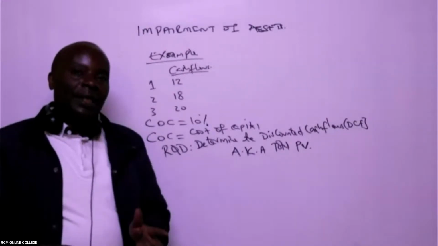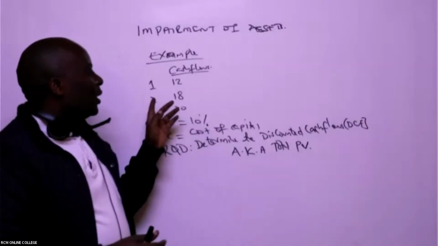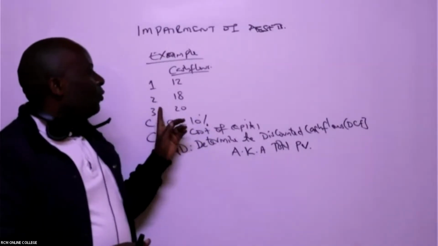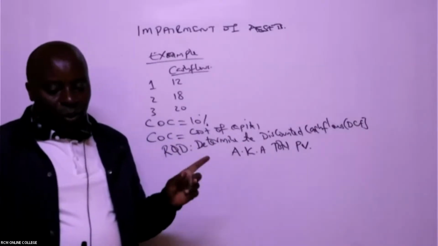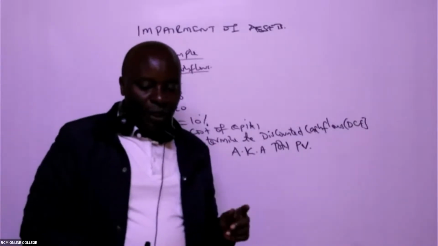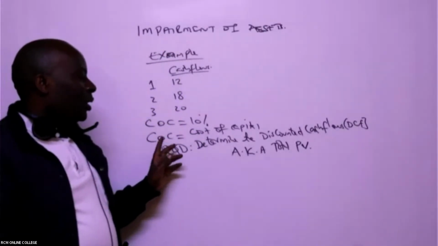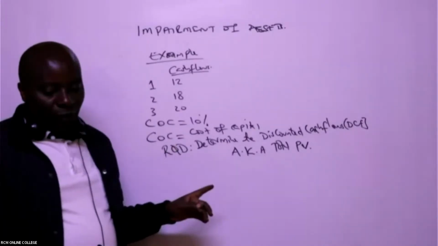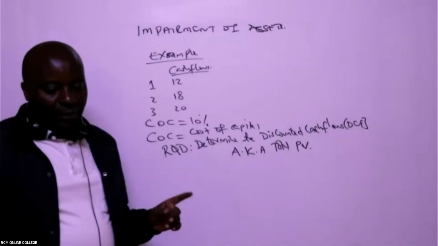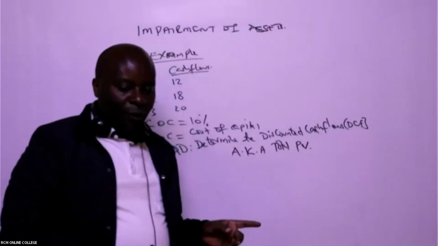So you're given an asset. From the end of year 1, this asset will give us 12. End of year 2, 18. End of year 3, 20. And then we have COC, the cost of capital. Required: determine the discounted cash flows.